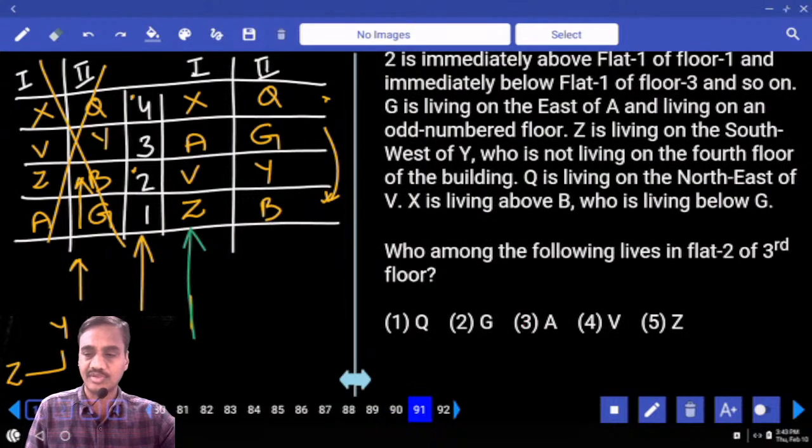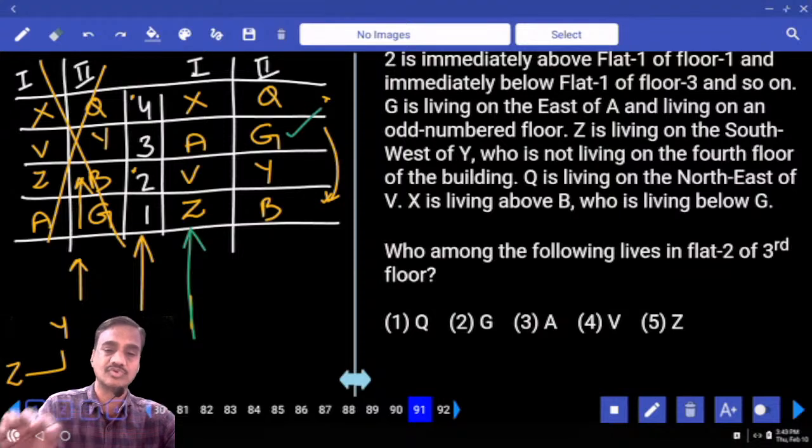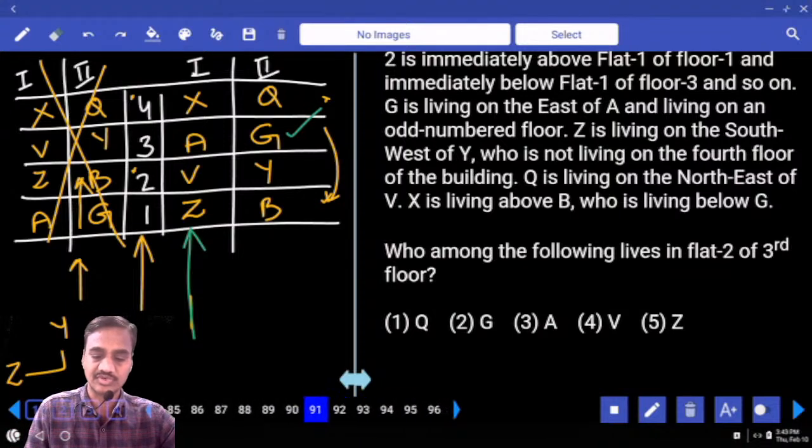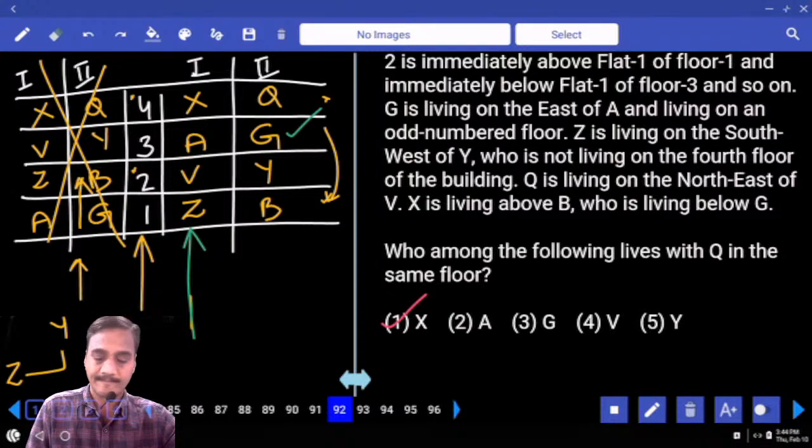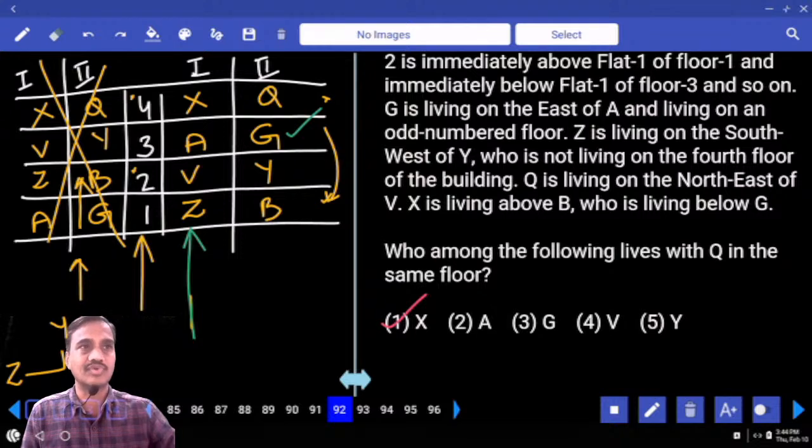Then 91. Who among the following lives in flat 2 of the third floor? Third floor flat 2. Who is that person? G. G, choice 1, question number 91. And who among the following lives with Q on the same floor? X and Q live on the same floor. That is choice 1, question number 92. Done? And this is about floors and flats.